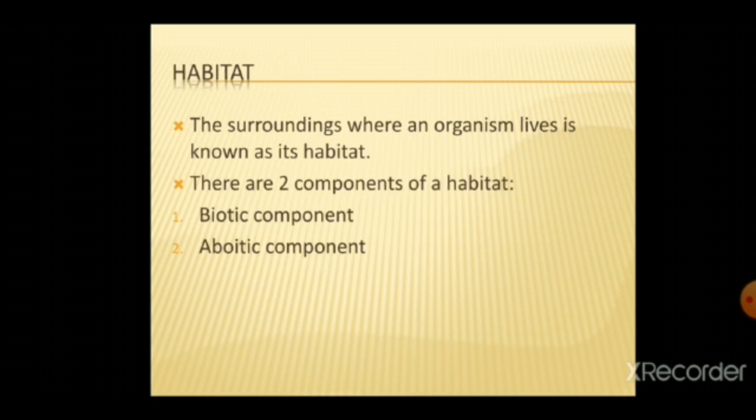What is a habitat? The surroundings where an organism lives is known as its habitat. And there are two main types of habitat, two components of habitat. They are biotic component and abiotic component. Biotic component usually includes all the living features, whereas abiotic includes the non-living ones.